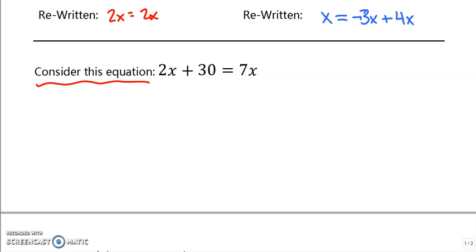Okay, so here's the whole purpose of what we're doing. We are going to solve this equation, and I want to show you two ways to solve this.